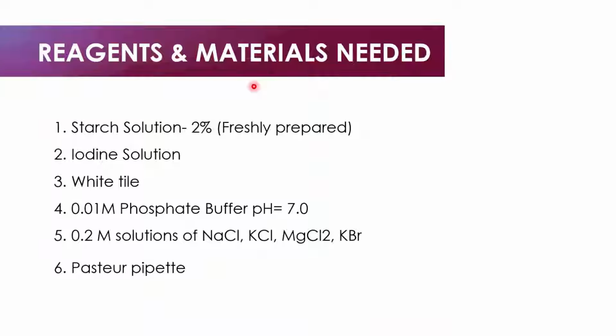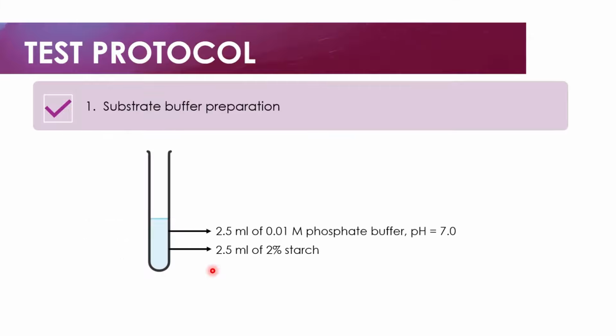Reagents and materials needed for the test protocols. So the first is our 2% starch solution that needs to be freshly prepared, iodine solutions, white tile, 0.01 molar phosphate buffer of pH 7.0, 0.2 molar solution of sodium chloride, potassium chloride, magnesium chloride, and potassium bromide, and Pasteur pipette.